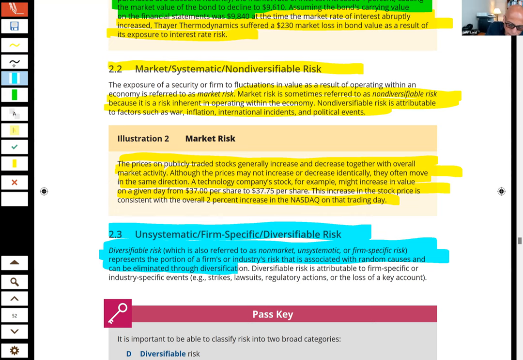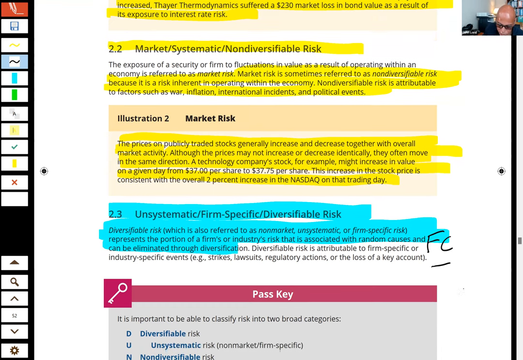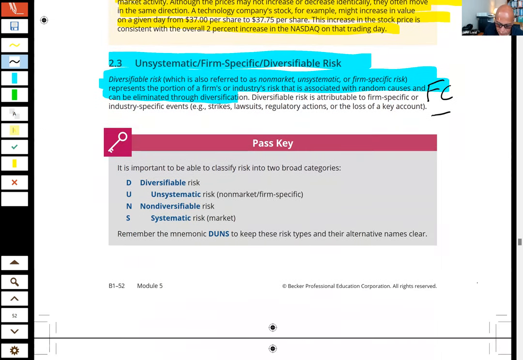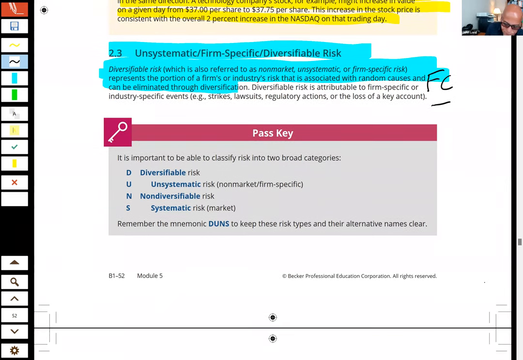Okay, so you can go ahead and flashcard that we can diversify out of unsystematic, diversifiable risk. And they give us, and I think this is a decent flashcard, this pass key. Generally, I'm not in love with pass keys, but this one is pretty good in that we can classify our risk into two broad categories, those that are diversifiable and those that are non-diversifiable, and the other terms that are used for those, the unsystematic and the systematic risk.